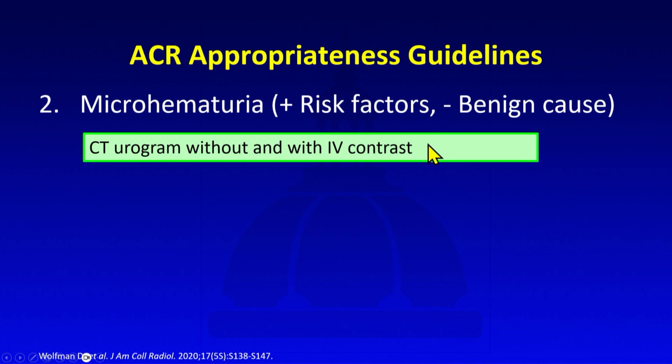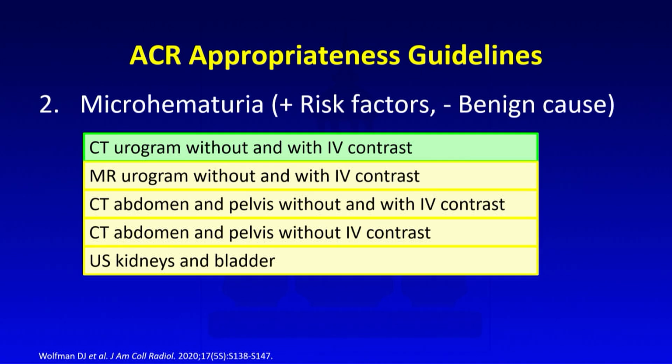And if patient has some risk factors, then we treat this more seriously. The exam that's most recommended would be a CT urogram with or without IV contrast. The other exams on the list are MR urogram and other CT scans. So in the ACR guidelines, they specify the urogram as opposed to the other CTs because they specifically want to include the excretory phase images.